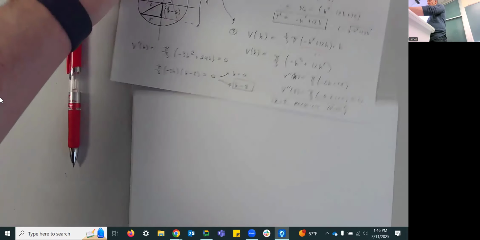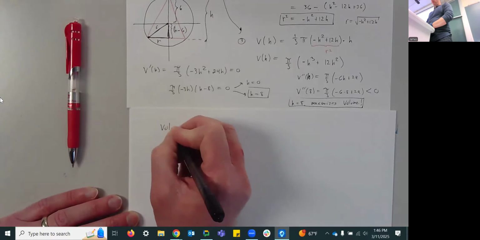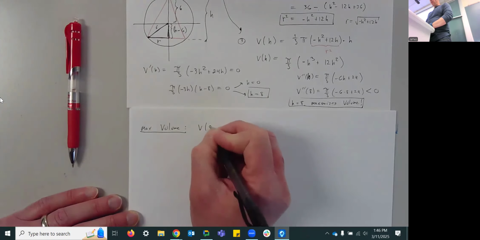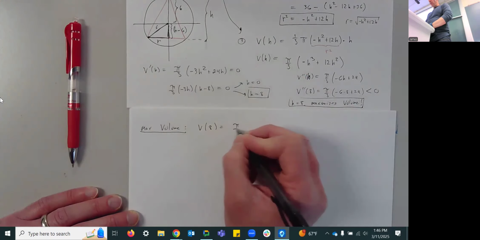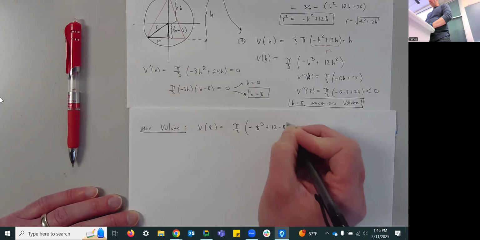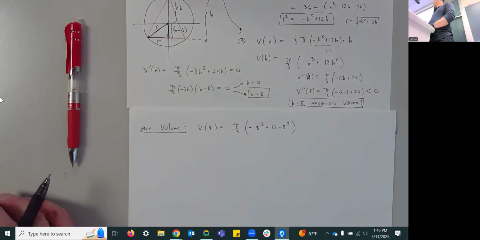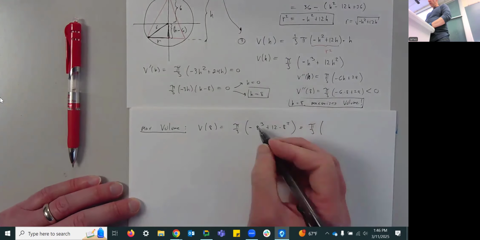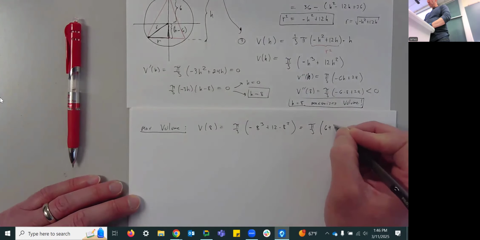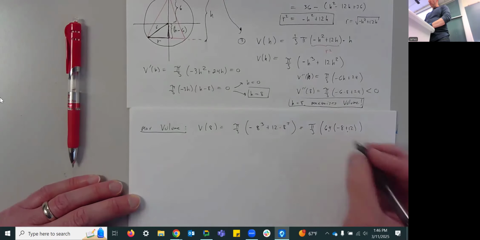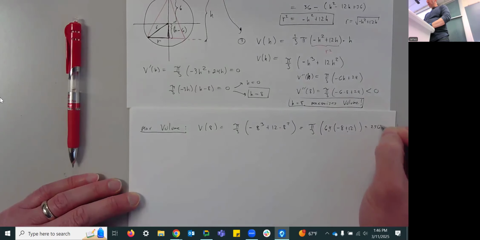So to answer the question here, the max volume would be V of 8, which would be pi over 3 times negative 8 cubed plus 12 times 8 squared, which would be pi over 3 times, let's see, we factor out an 8 squared. We're left with negative 8 plus 12. That's 4 times 64, which is 256. So you get 256 pi over 3.